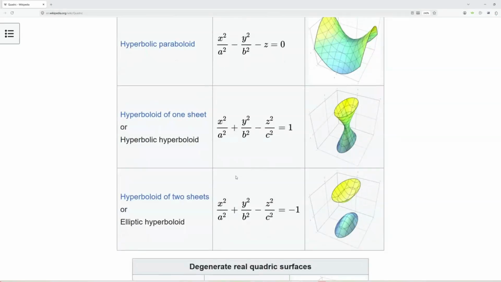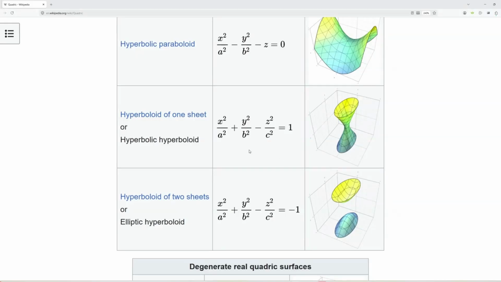And there are two ways to have a hyperboloid. It can exist as one continuous surface. We call that a hyperboloid of one sheet. Or it can exist as two separate surfaces, two branches, say, of the surface. And we call that a hyperboloid of two sheets.